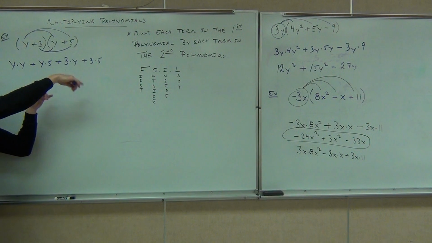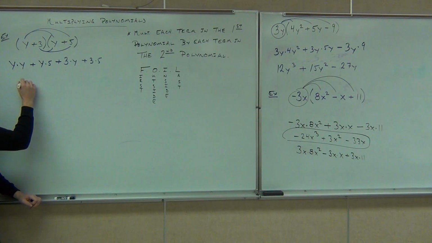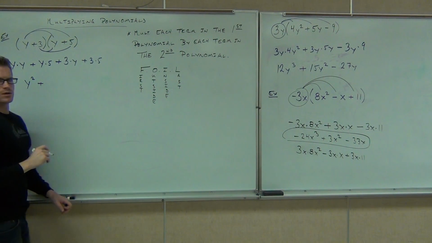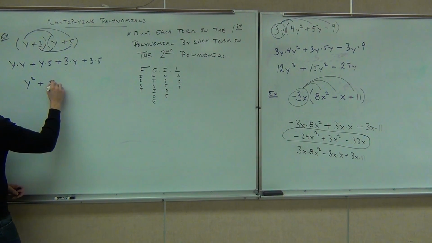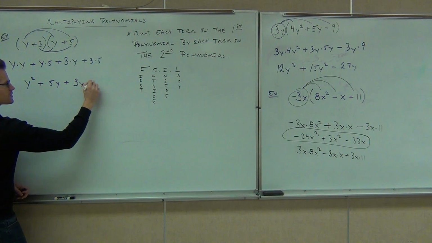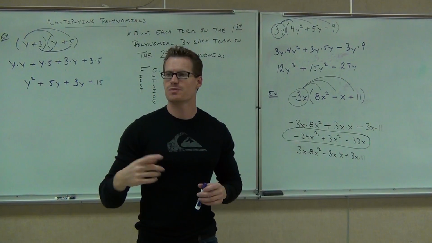Can we do each of these pieces? Yes. What's y times y, folks? y squared. Oh, I like it. y squared. Plus how much? 5y. We don't write y5, do we? No. 5y. Plus how much? 3y. Plus? 15. Am I done? No.